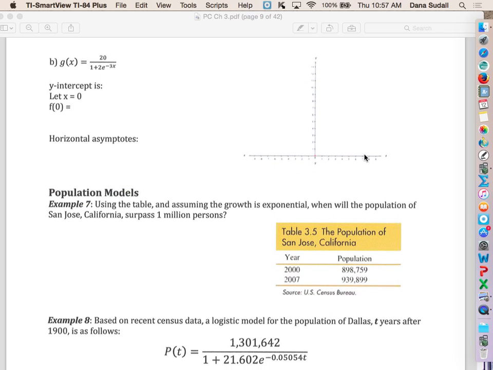So this one, same idea here. Again, without the graph, I can go through and sketch most of this even without the calculator here. My y-intercept, if x is equal to 0, I would have 20 over 1 plus 2 times e to the negative 3 times 0, which would be 0. Don't worry that you have a value of e there, because we're raising e to the 0 power, which makes that 1. And I have 20 over 3 for that y-intercept.